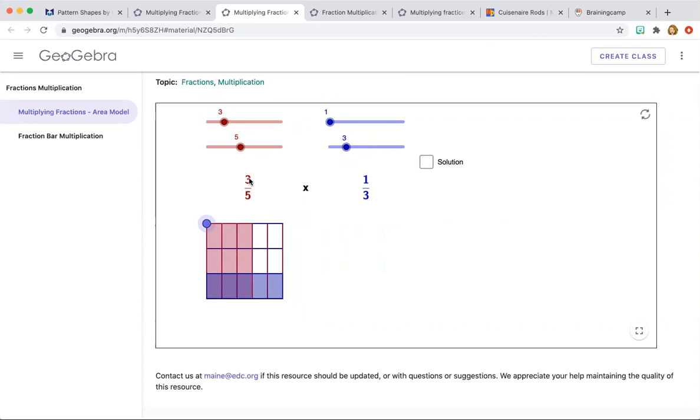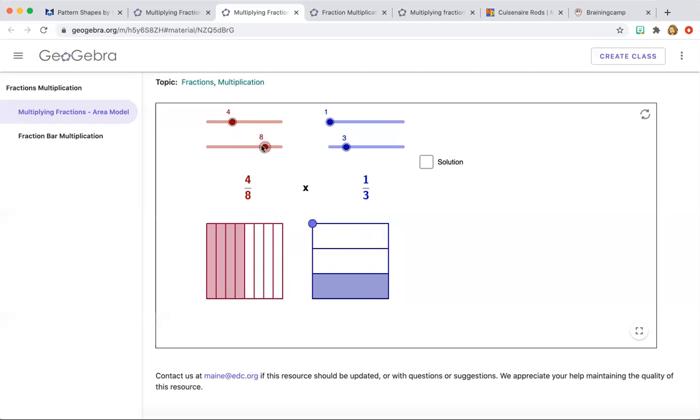And again, 3 times 1, 5 times 3. We see this 1, 2, 3 out of how many total? 15. You're like, okay, that makes sense. I can see that. And we can change that. Maybe you want to try 4/5. Maybe you want to try 6 or 7/8. It's going to be the same.